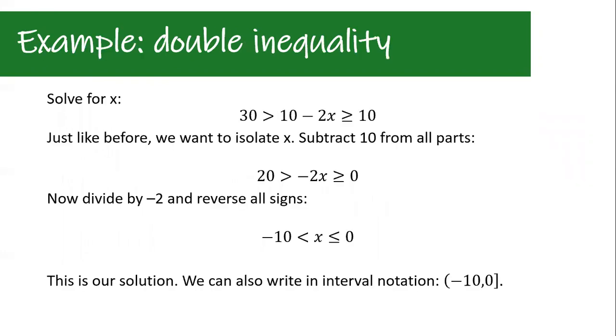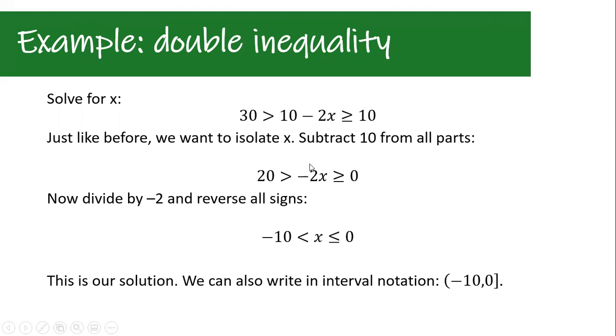Let's look at this example. So if we're solving for x here, we have 30 is greater than 10 minus 2x is greater than or equal to 10. And just like before, we want to isolate x. So we're going to get rid of this 10 here. So we're going to subtract 10 everywhere, and we're going to end up with 20 is greater than -2x is greater than or equal to 0.